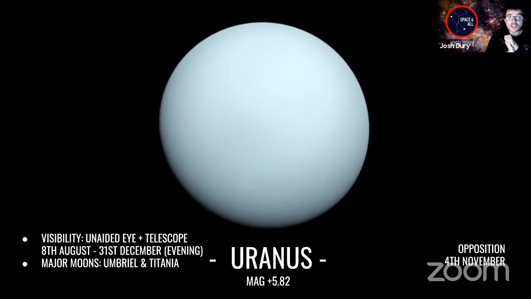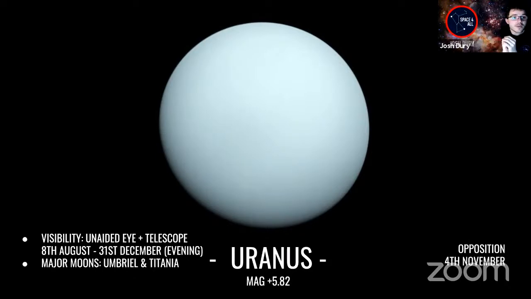So again, a good time to look for the planet Uranus will be between the 8th of August to the 31st of December. So this will be a time to observe Uranus during the evening. So the opposition itself, so this is again, the closest approach to Earth, will occur on the 4th of November. So some of the major moons to observe will be Umbriel and Titania. So there's a couple of moons which are visible through telescopes, but as I said earlier, you need the big guns really to be able to see those.